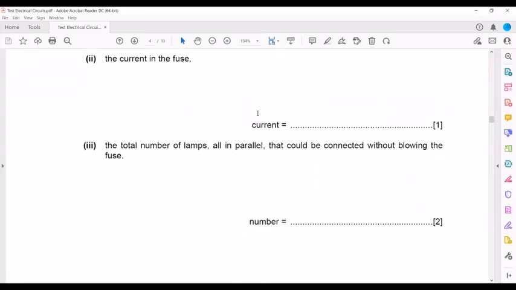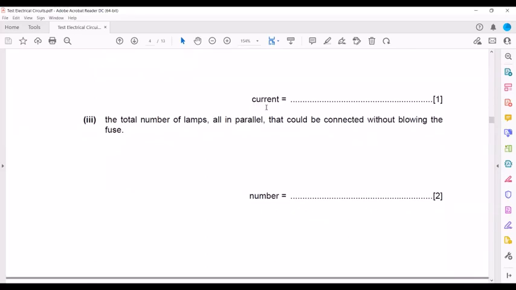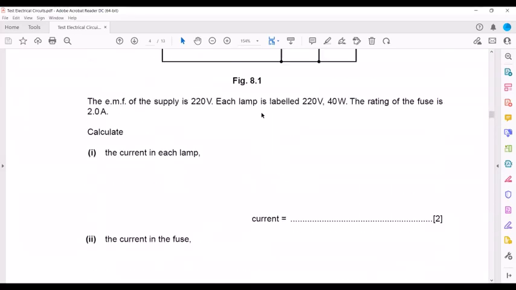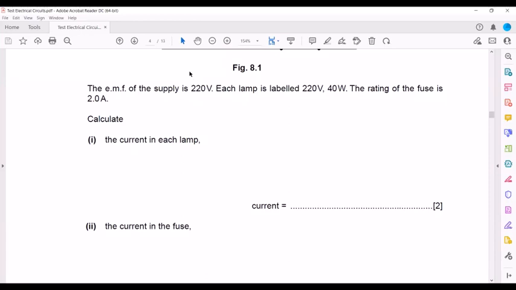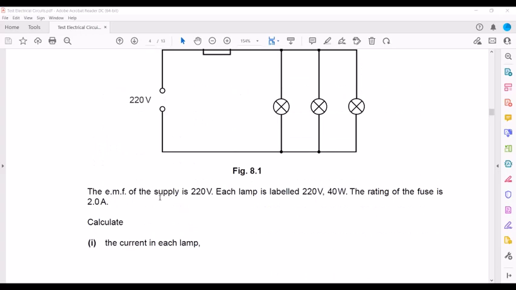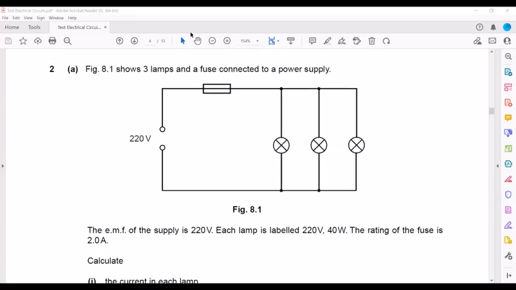Then the total number of lamps which we can connect before the fuse blows. The fuse rating is 2 ampere, which means this is the maximum. Fuse rating means the maximum current which the fuse can allow. So the maximum current the fuse can allow is 2 ampere. So how many lamps can we connect in parallel until the fuse blows?